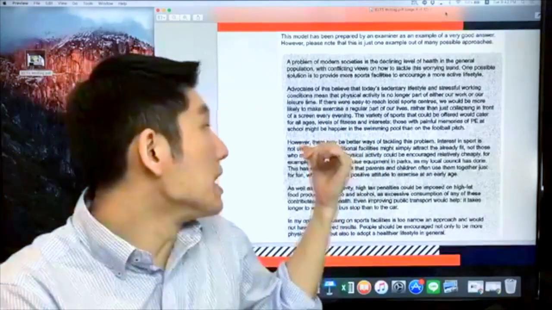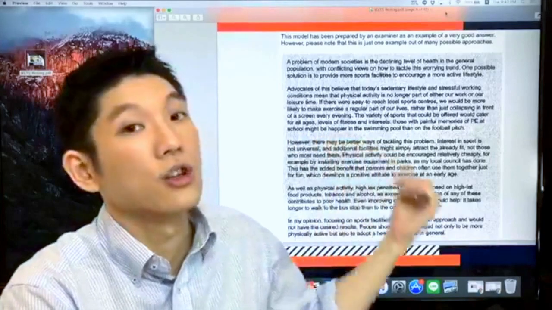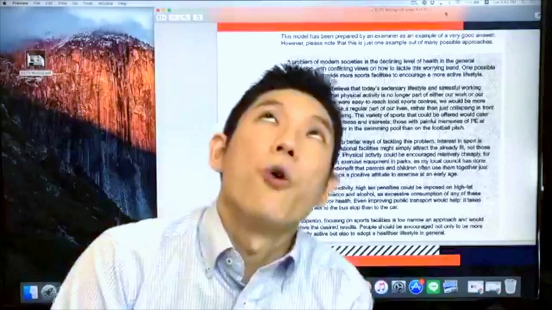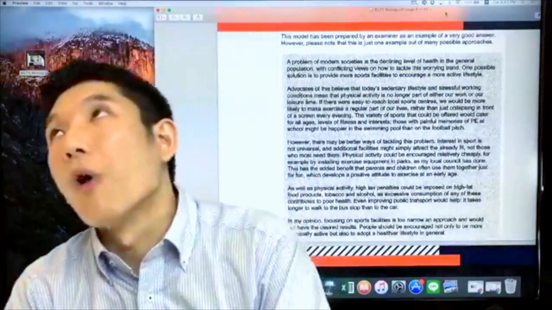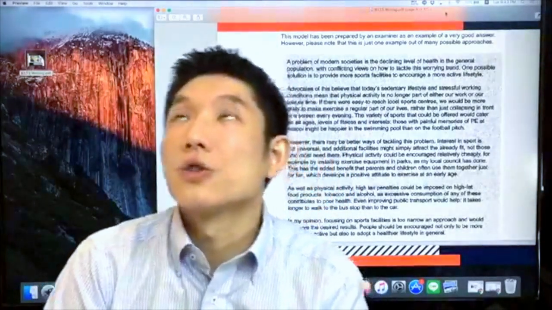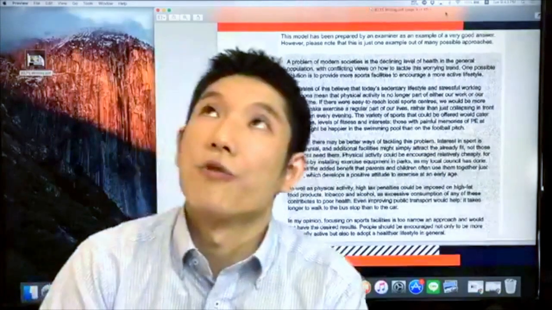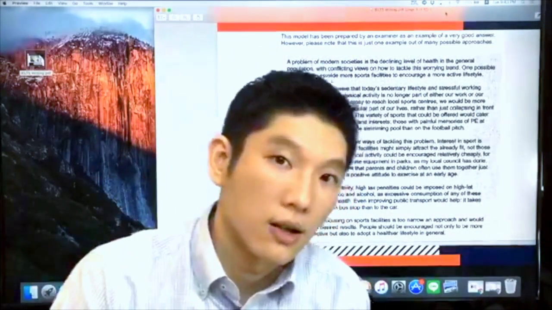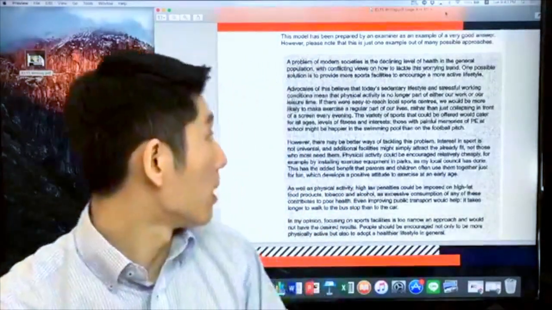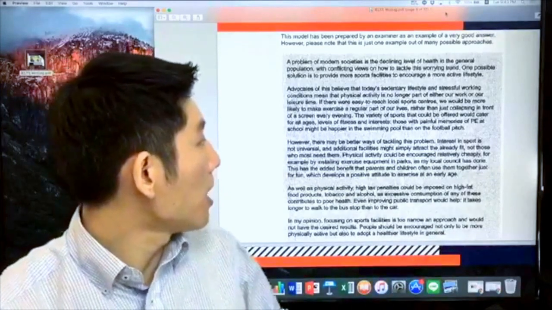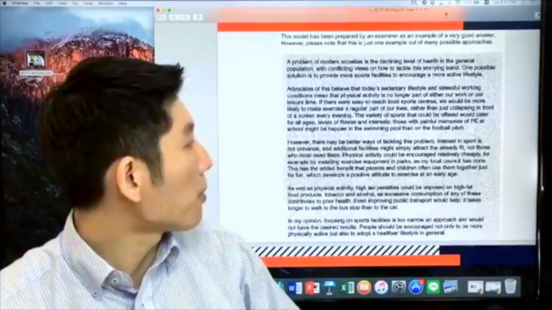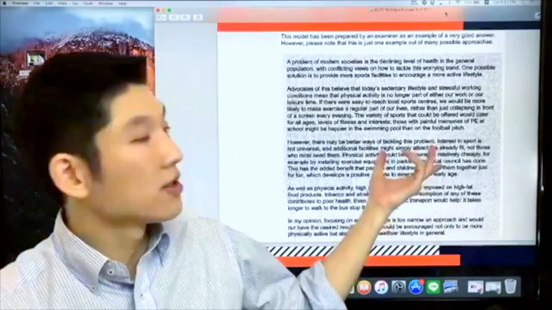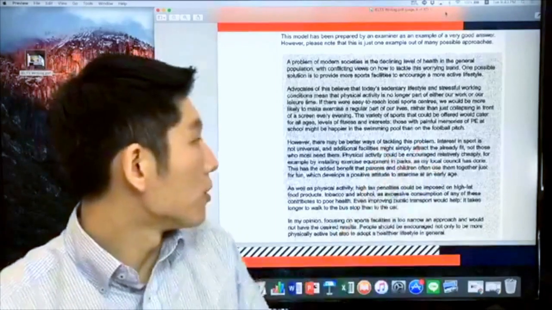Perfect. Okay, so you don't need a very long transition. You don't need to give me, while some people may agree with this, there are a variety of other people who may disagree with this view because they have different background and experiences. That's not telling me anything. Okay, so just get to the point right away. Be straightforward. However, there may be better ways of tackling this problem. Interest in sports is not universal. Okay, so this is arguing the other point of view. Excellent.